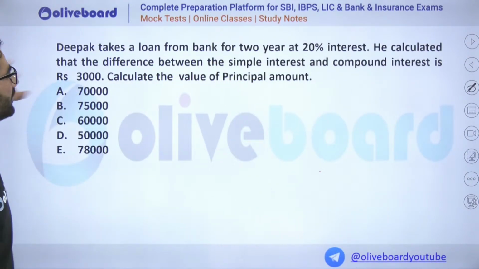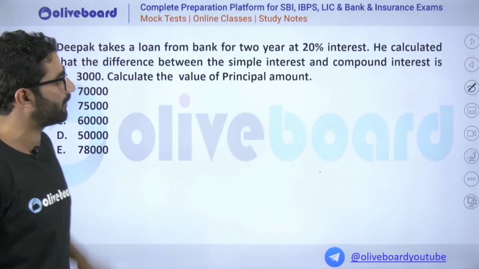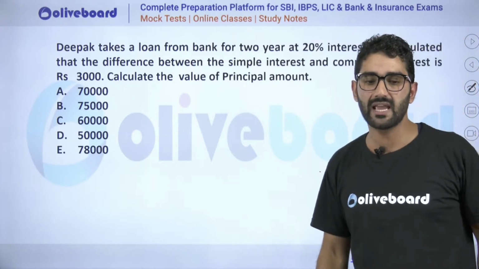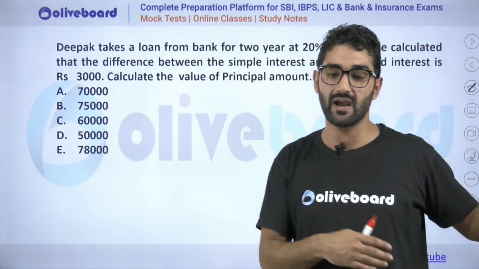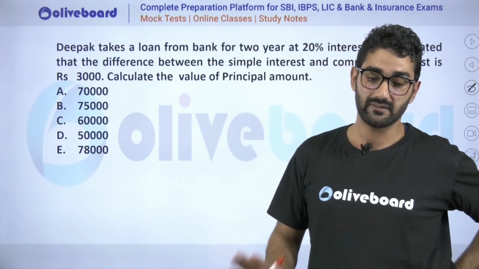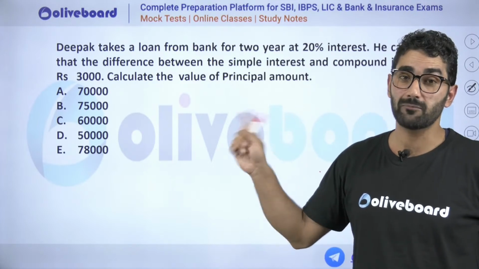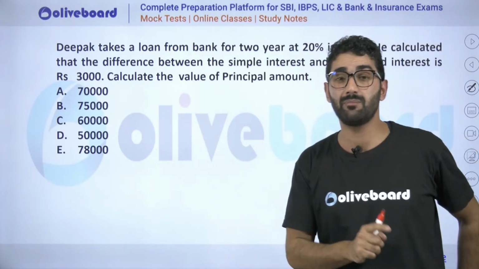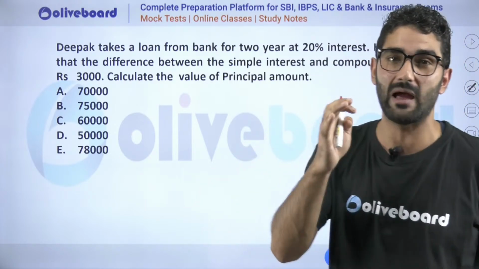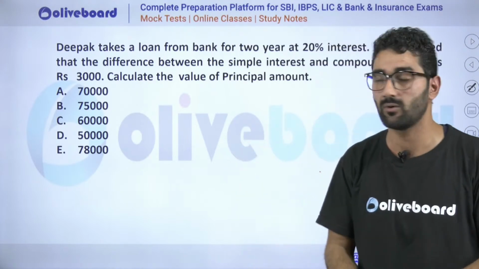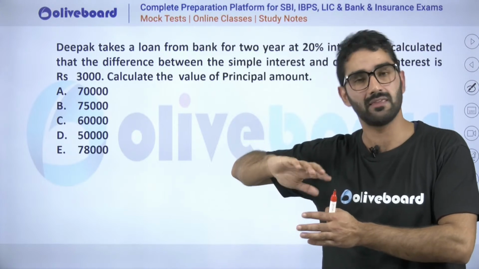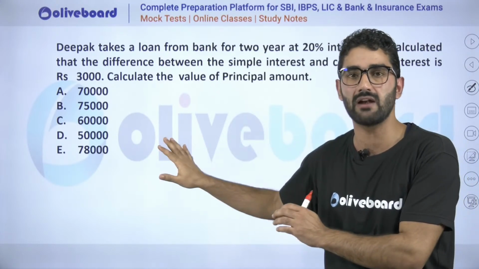Okay, go for the question. Deepak takes a loan from a bank at a 20% interest. Now he calculated that the difference between simple interest and compound interest is given. What is the value of the principal amount? If you go for the previous pattern question, same आता है. That is the advantage of this topic in SBI PO, IBPS PO, Clerk level. किसी भी एग्जाम में देख लो, ये क्वेश्चन को रिपीट करेंगे, उल्टा सीधा बना लेंगे. The thing is that the remaining calculation will remain the same.